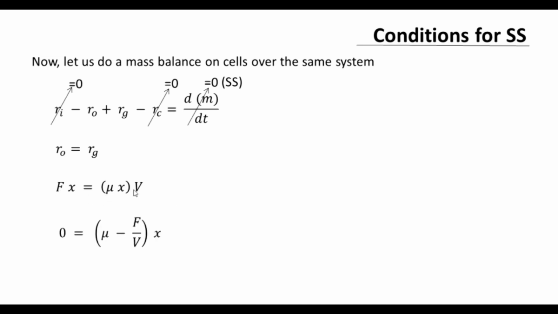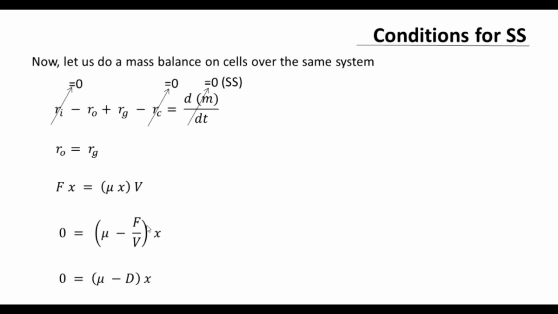So, if we transpose this equation and take x common out, we will get (mu minus F by V) times x equals 0. You can see this: mu x V minus Fx equals 0. So, you take x common out and divide it by V. So, here you have only mu left, here you have F by V, times x, so that equals 0. So, if the product of these two terms equals 0, then that is possible only if any of these terms is 0 or if both the terms are 0, right.